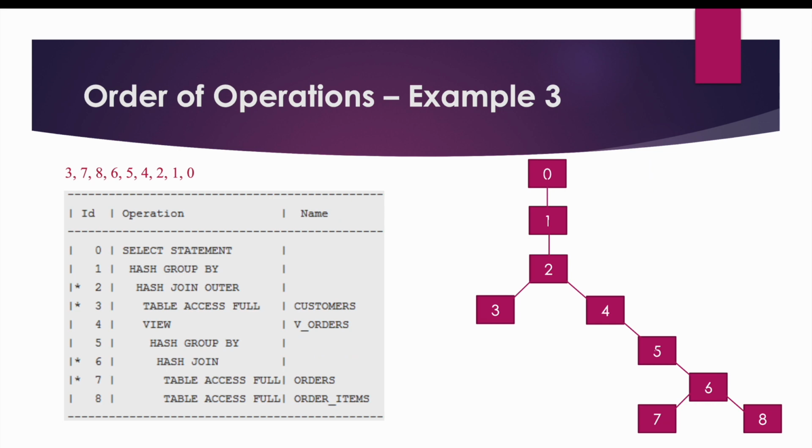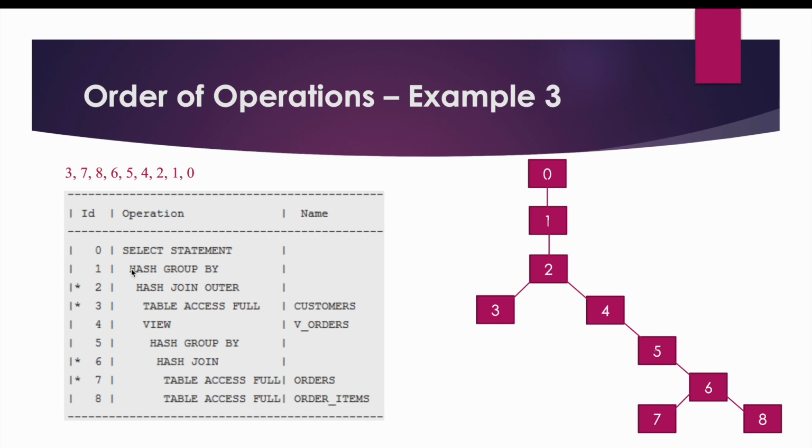Now let us look at another complex example of order of operation. Here also we will use both the methods. First, we will create the parent-child relationship tree. Operation number 0 is the parent. We have written operation on the top. Now operation number 1 is the child of 0, and 0 doesn't have any other child apart from operation number 1. So we have written 1 below the operation number 0.